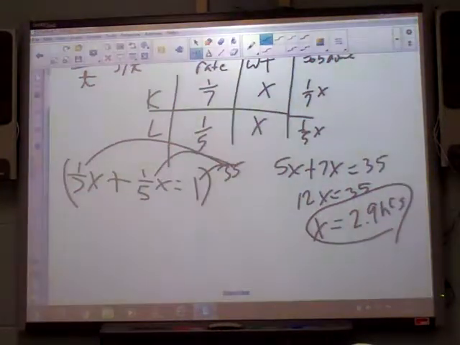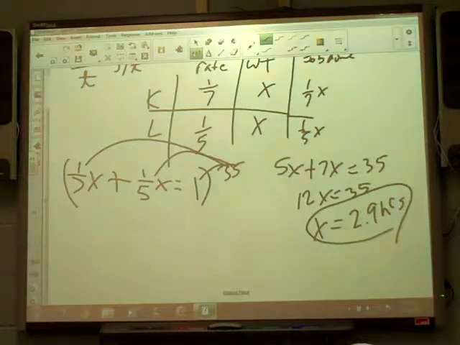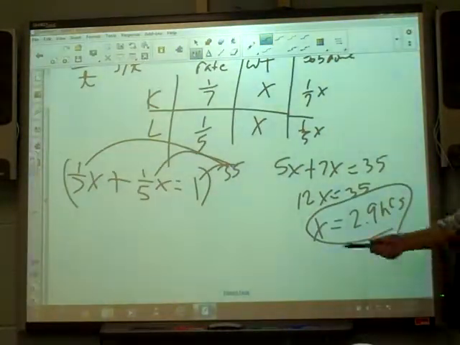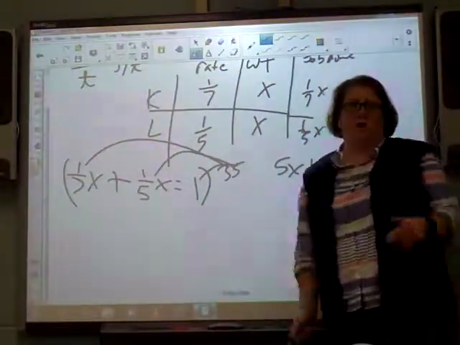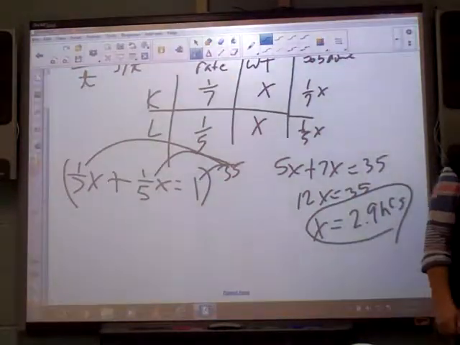Common type of problem there as far as word problems go. Don't forget, the complete job is 1. A lot of people always struggle with what it equals there. It's 100% of the job. It's 1 every time. Okay?